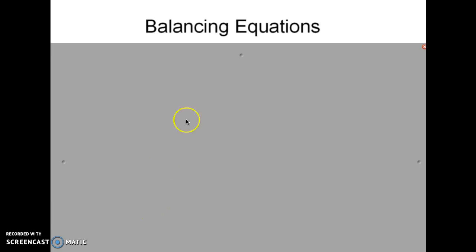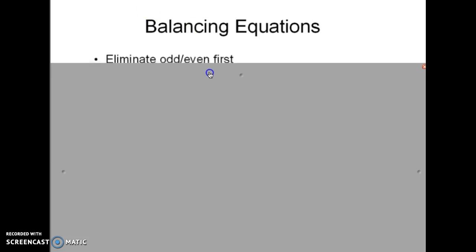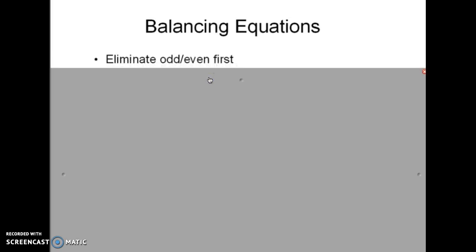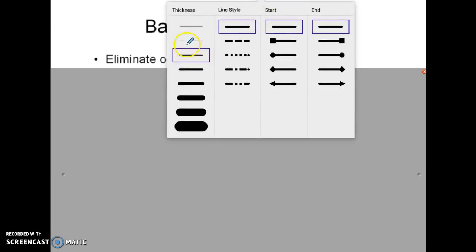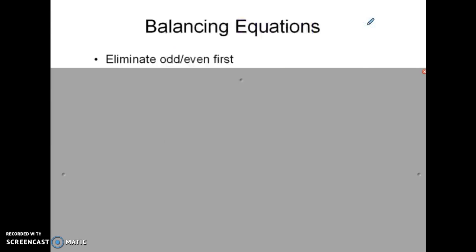This method is really based on trial and error, and what I have here are just a few examples, or things that I have learned to make things a little simpler. The first thing I would say is that you eliminate odd-even first. So what do I mean by that? I would not start with something where you have two evens on each side. Also, I do not start with carbon, nitrogen, oxygen, or hydrogen. I typically do those last.